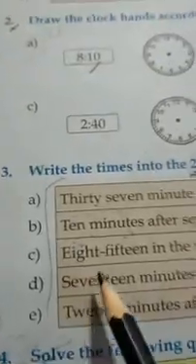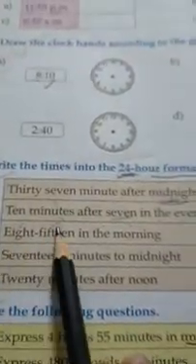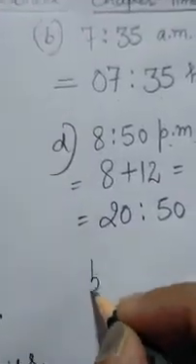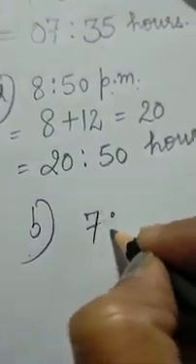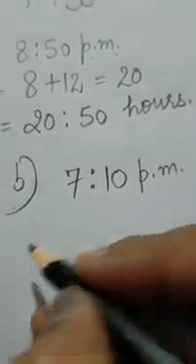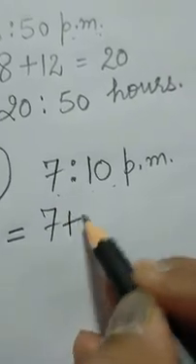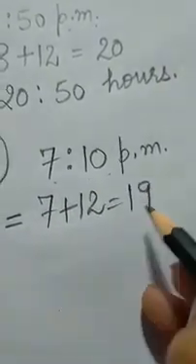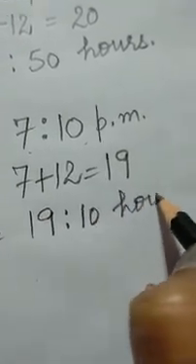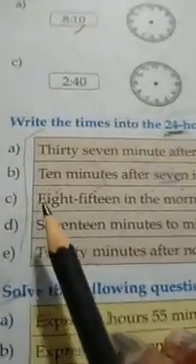Now there is part B, 10 minutes after 7 in the evening. Then how will we write the time? 10 minutes after 7. We will write 7:10. And in the evening means PM. But here we have to show the time according to the 24-hour clock also. So what will we do? PM is there, so we will add 12. So here it is 19. So the time will be 19:10 hours.